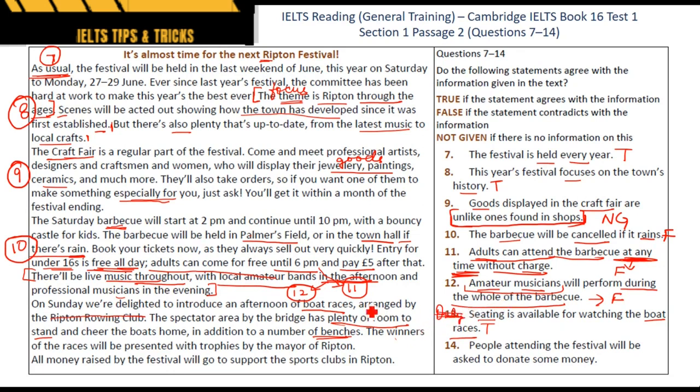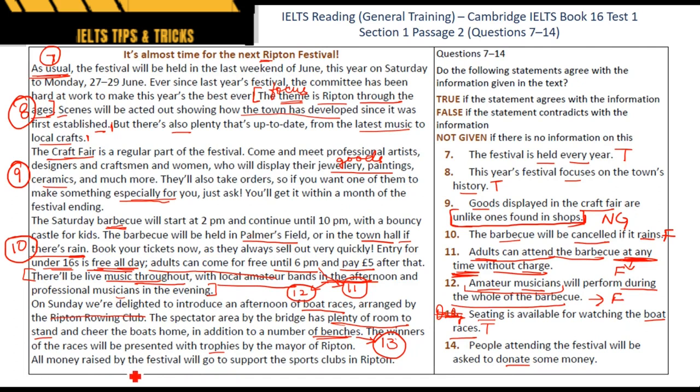Let's start with the 14th one now. "People attending the festival will be asked to donate some money." So we're talking about any kind of donation or charity during the event. This says something about trophies and everything, and then the last sentence is about money raised. So let's see. "All money raised by the festival will go to support the sports club in Ripton."